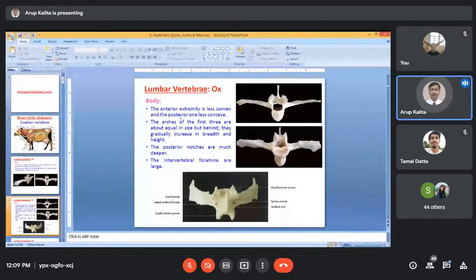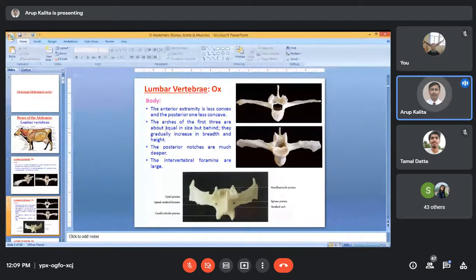Now the anterior extremity is less concave and the posterior extremity is less convex. As we know, the anterior extremity of the body is concave and the posterior extremity is convex. But this concavity or convexity is less as compared to the other vertebrae, meaning the thoracic vertebrae or the cervical vertebrae.